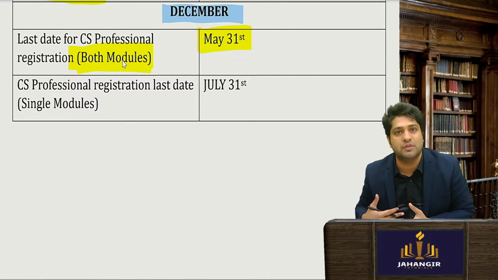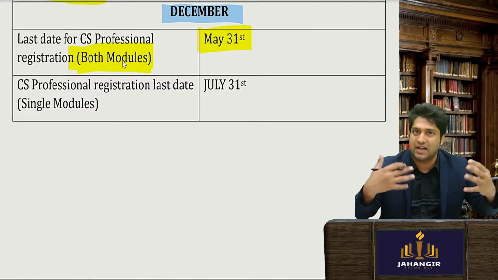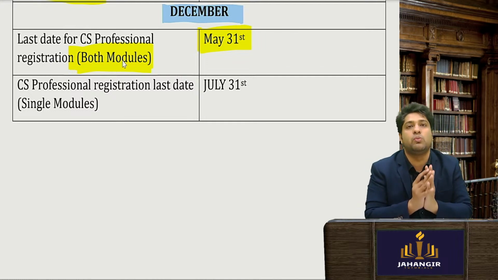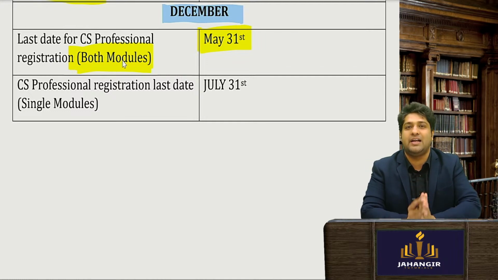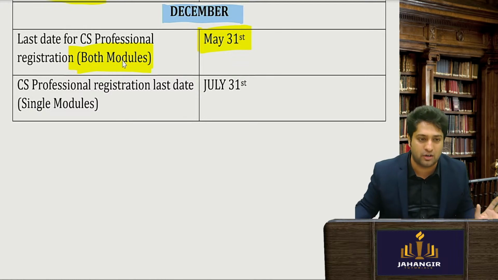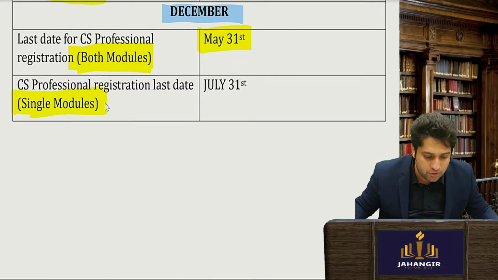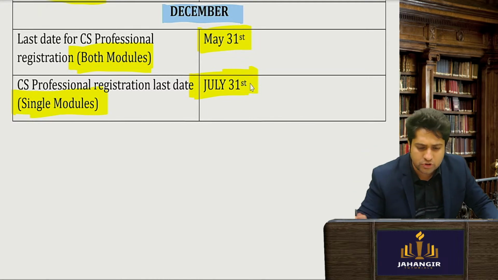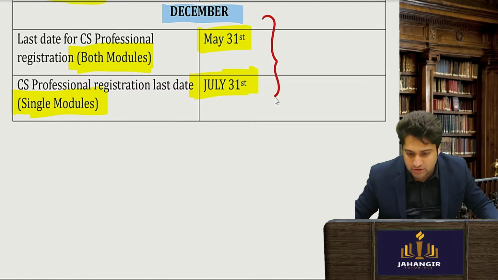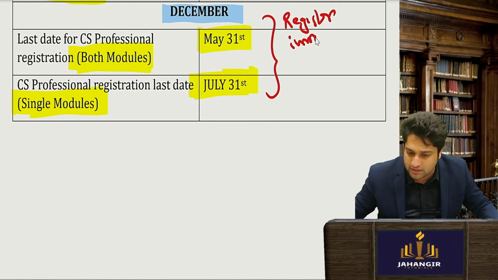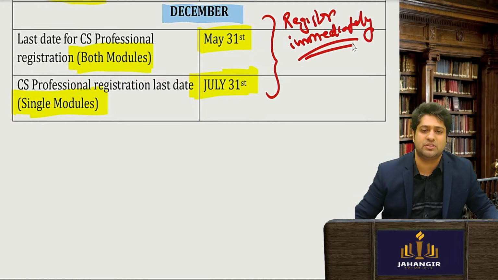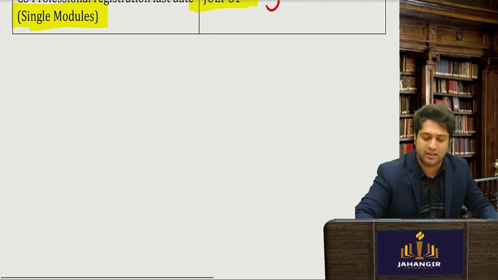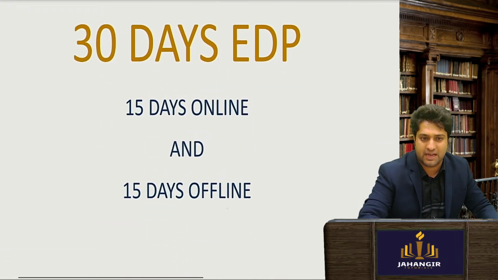You need to start with your preparations, with your classes, and obviously in the last leg you don't want to do any kind of time waste at all. If you're giving a single module, then the last date is 31st July. So obviously, if you're my students, you have to register immediately. Immediately after the seminar, once you came to know the optional subjects, you have to register the same day or maybe the next day at max.